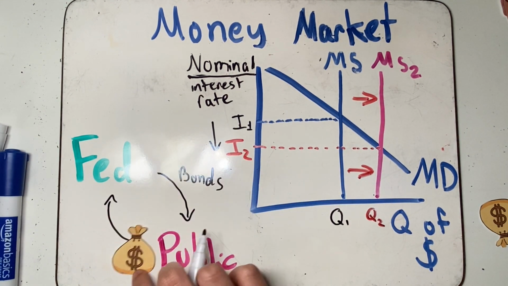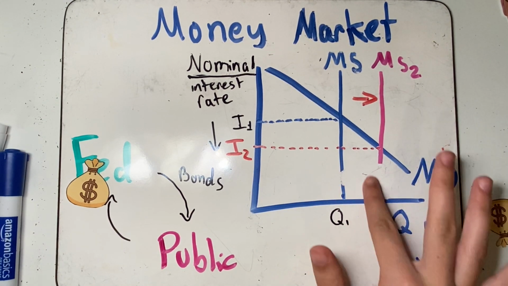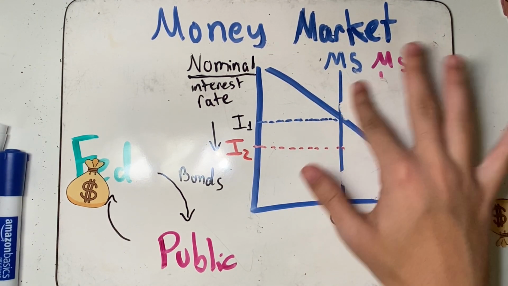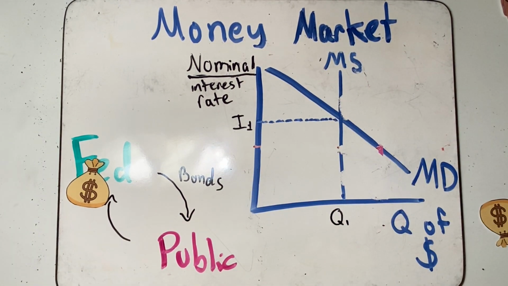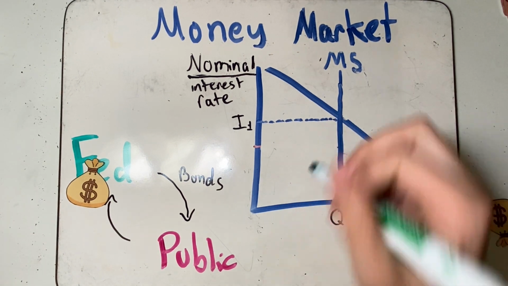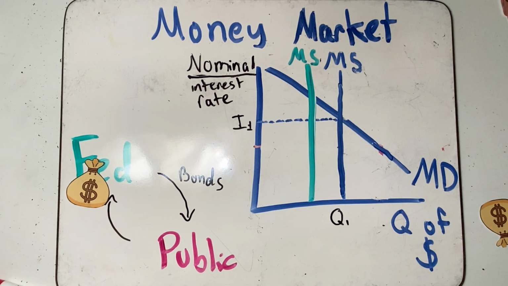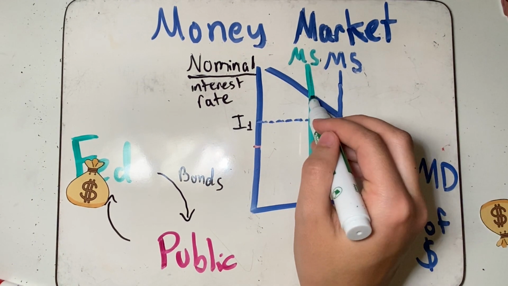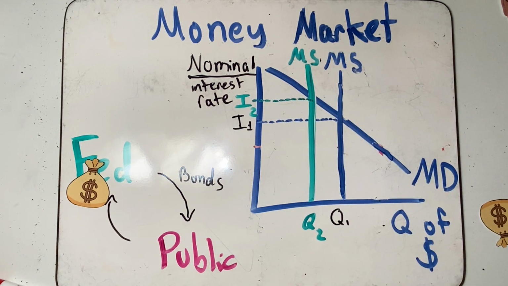And now, if the Fed sells bonds, remember, sell bonds, smaller bucks. Contractionary monetary policy will entail higher interest rates, which will discourage spending and investing. When the Fed sells bonds, it takes money from the people, which decreases the money supply. Thus, the supply line shifts left. As you can see, at the new equilibrium, the nominal interest rate is higher.